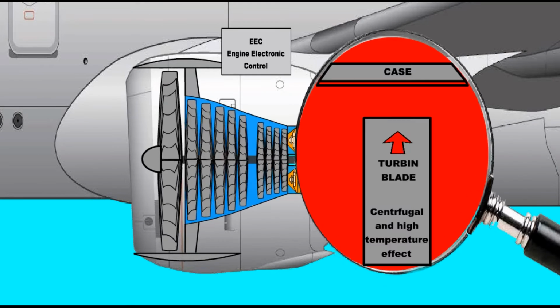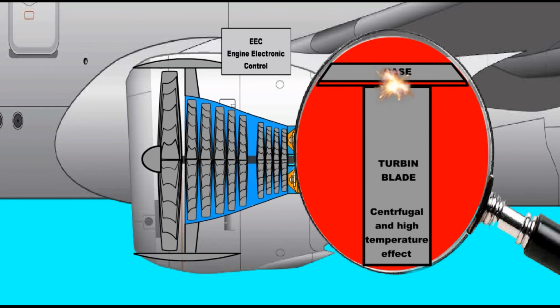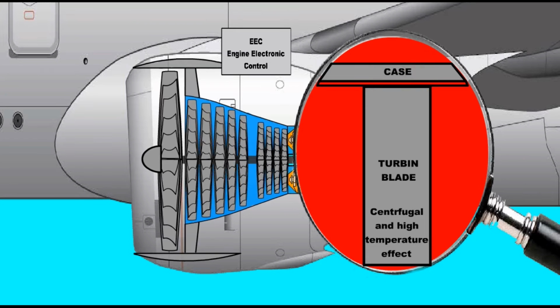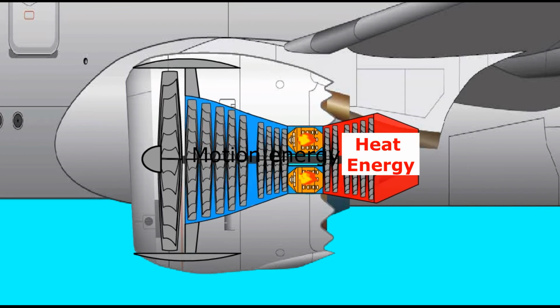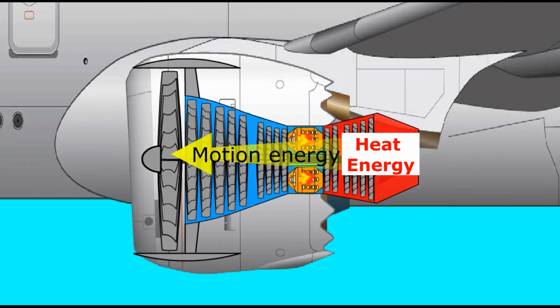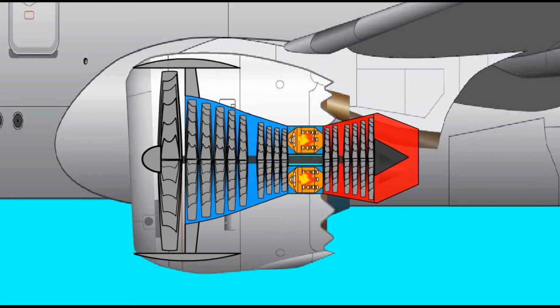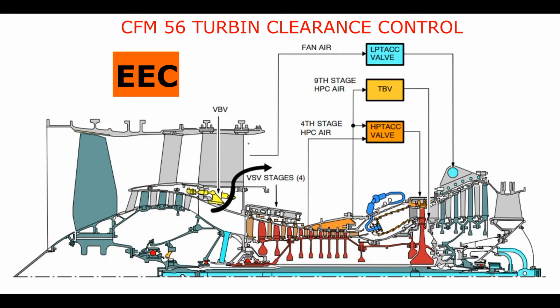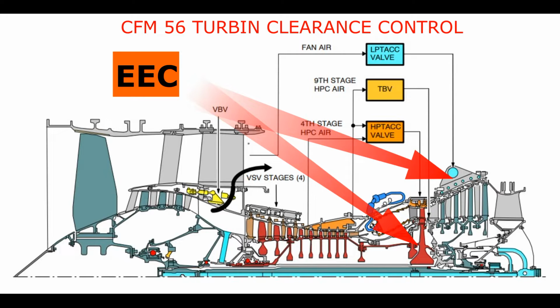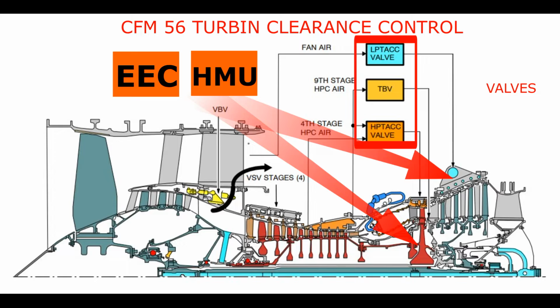The purpose here is to prevent the blade tips of the high-pressure turbine and low-pressure turbine from extending and rubbing against the case due to centrifugal effects due to high temperature and high-speed rotation. Thanks to this, the heat energy produced in the engine is converted into motion energy at the maximum rate and fuel efficiency is increased. EEC uses the hydromechanical unit, valves and actuators to adjust the clearance between the blades and cases of the high-pressure turbine and the low-pressure turbine.